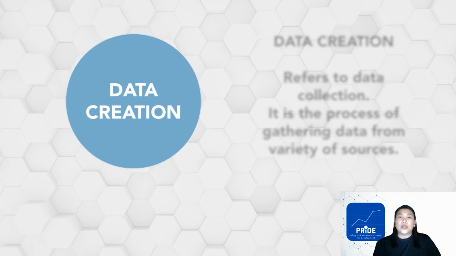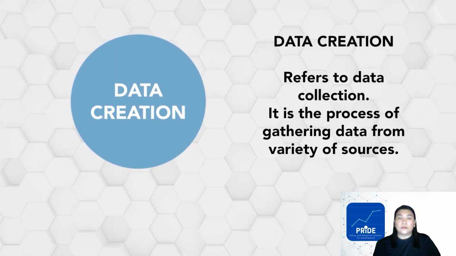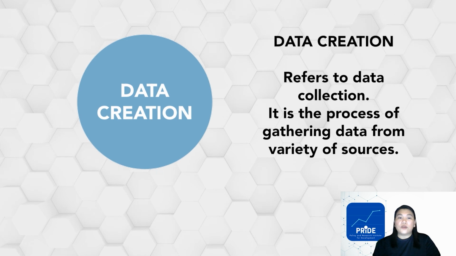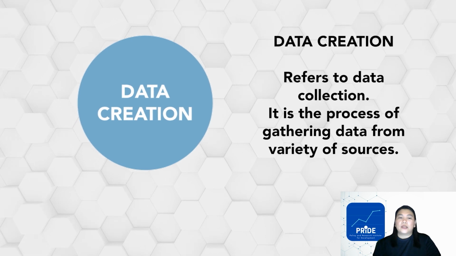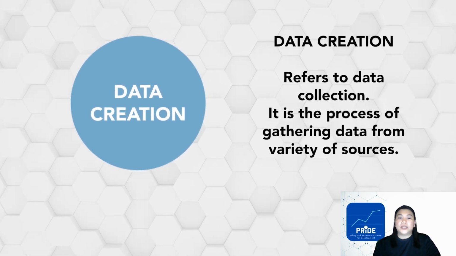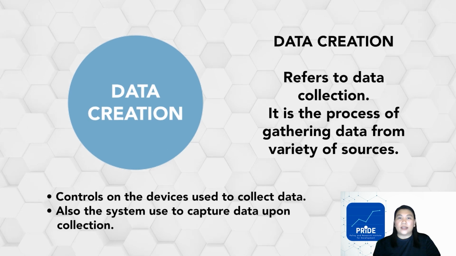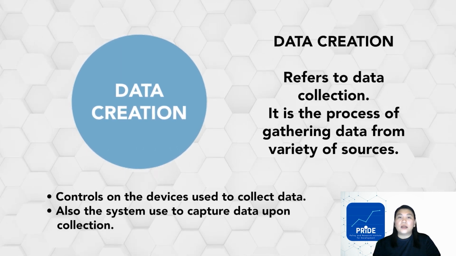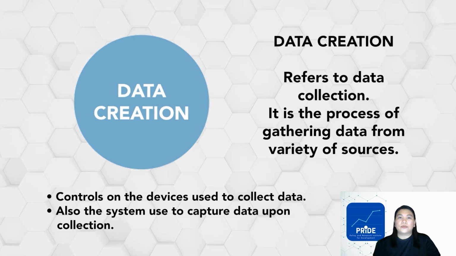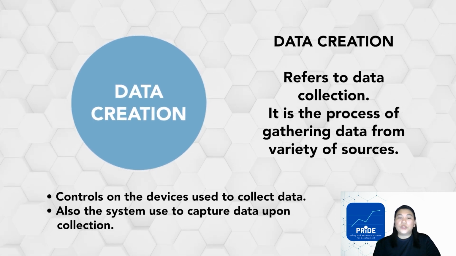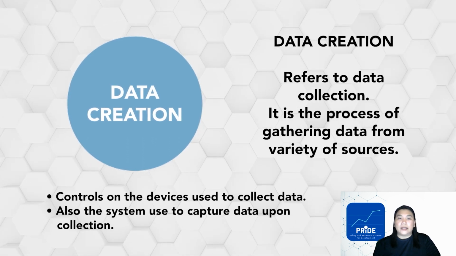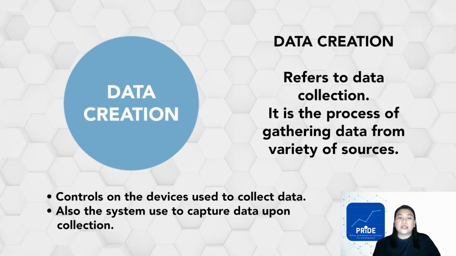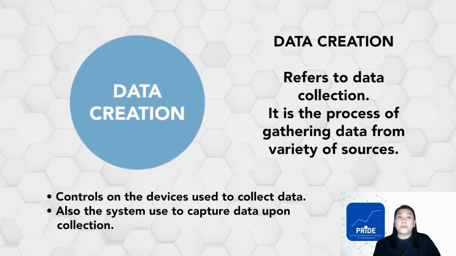First in the cycle is the data creation. Data creation also refers to data collection. It is the process of gathering data from a variety of sources. How do we collect data? How do we securely collect data? What are our key considerations? We have to ensure that there are controls on the devices used to collect data. Also, the system used to capture data upon collection.